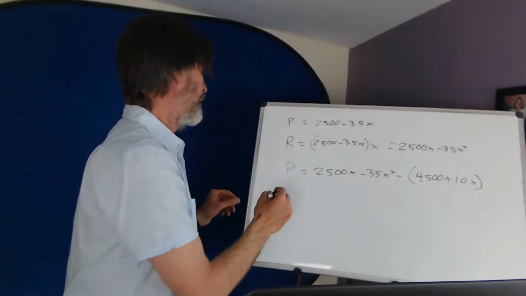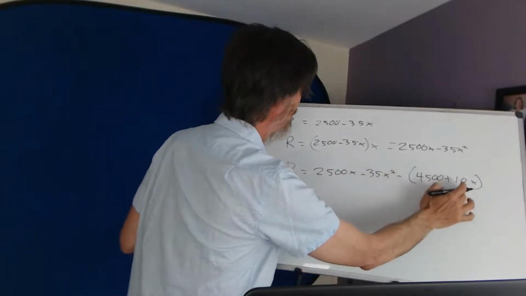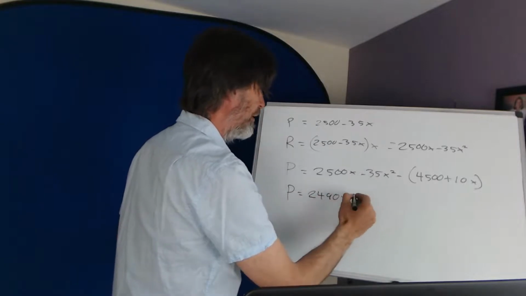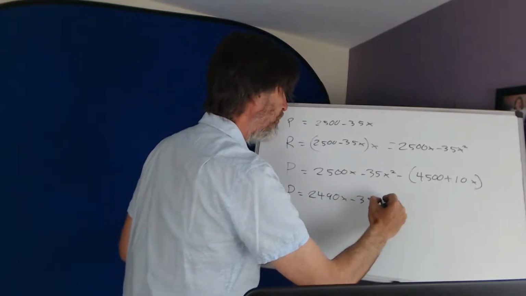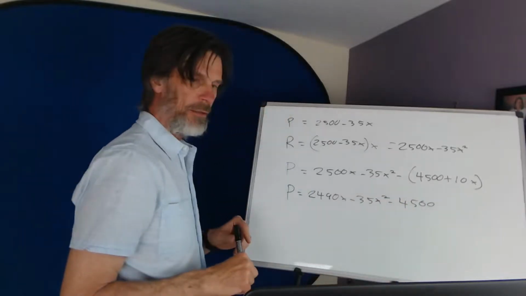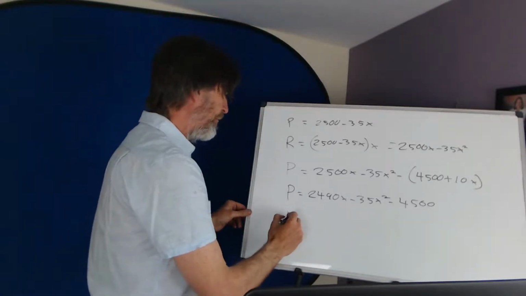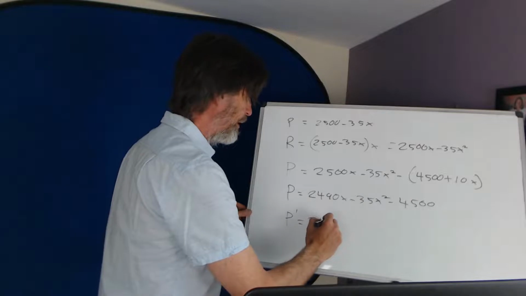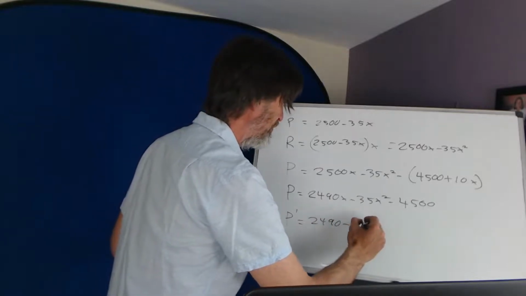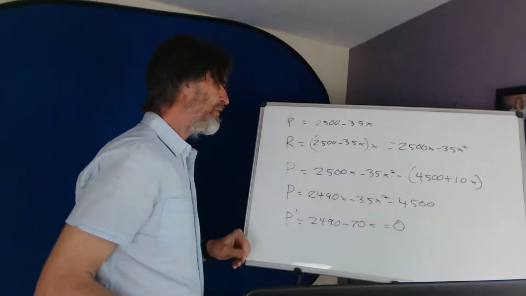Yep, that's good. Simplify the profit function. 2,500x minus 10x is 2,490x. No like terms there. Minus 4,500. Okay. Find the derivative. 2,490 minus 70x. Set that derivative equal to 0.